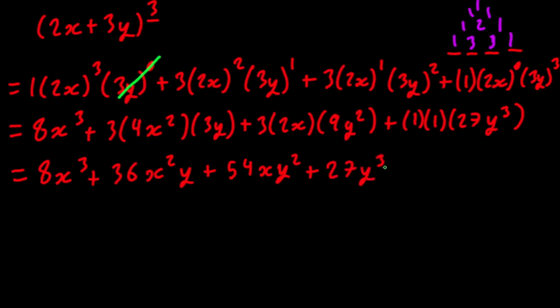Can we simplify this any further? Let's see. We have 8x cubed, we have 36x squared y, 54x y squared, and 27y cubed. So you might get confused here, but this and this are not like terms, because here the x is squared and here the y is squared. These are not like terms, so we can't simplify any further.